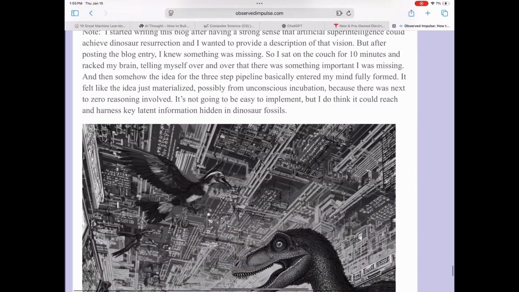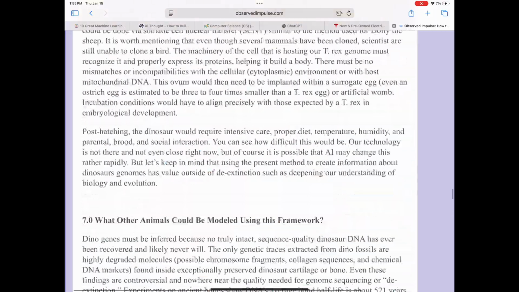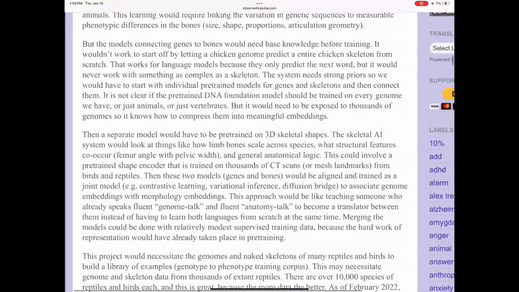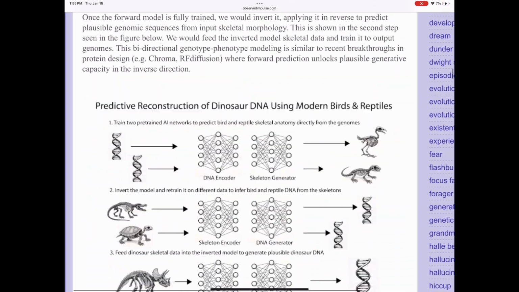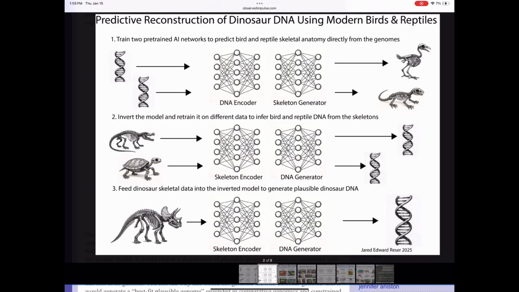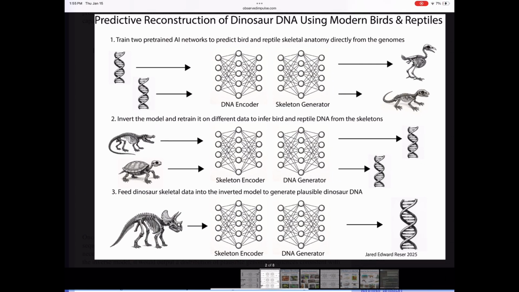And that there at the end, it brings up a good point that I discussed earlier, that it'd be much easier to recreate their bodies than their brains. And the instincts of T-Rex would be very difficult to resurrect.